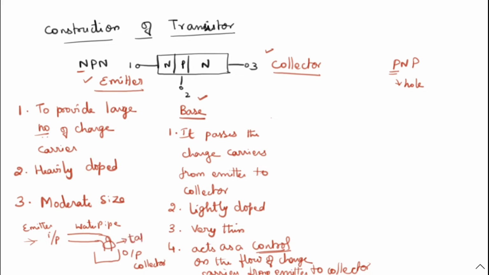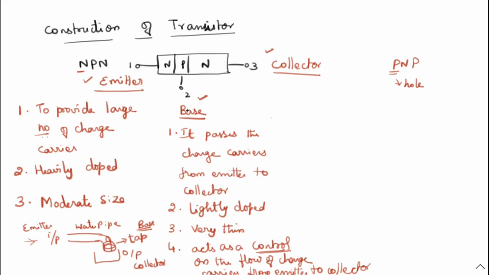Okay, so the tap is nothing but the base here. The tap means if I want water, I can adjust the tap to get more water. If I don't want the water, then I can stop the tap. So this is the control of the water. That is what the base is here.